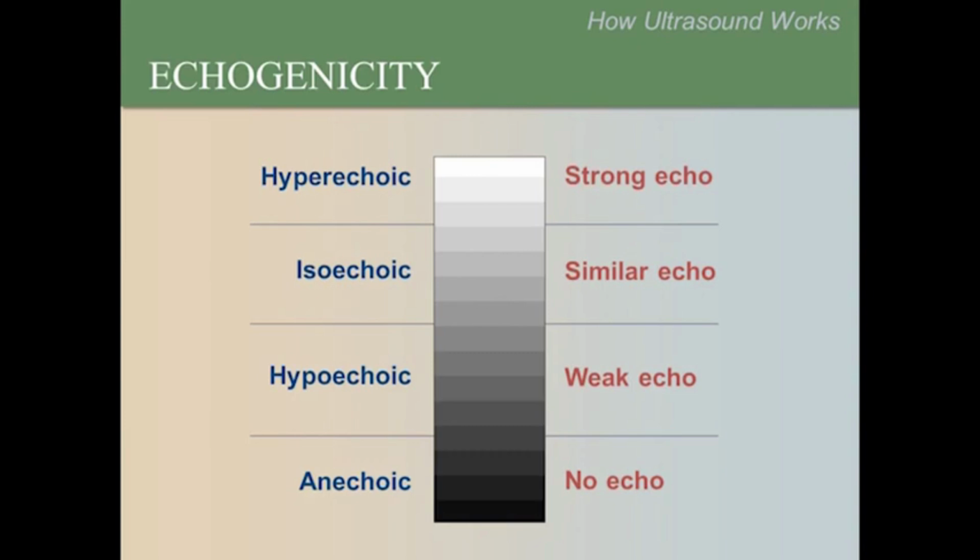The prefix "an" means none. Anechoic structures appear black because they do not reflect sound waves. Isoechoic and hypoechoic are shades of gray between the white hyperechoic and the black anechoic. We will discuss these terms more in the hands-on sessions.